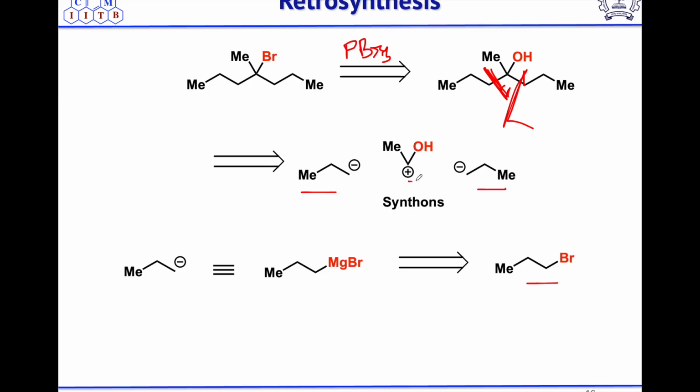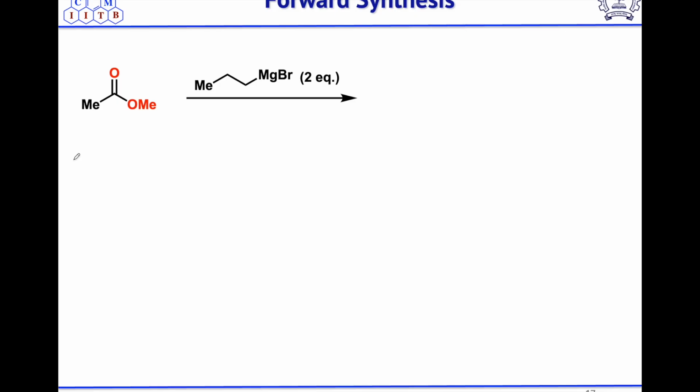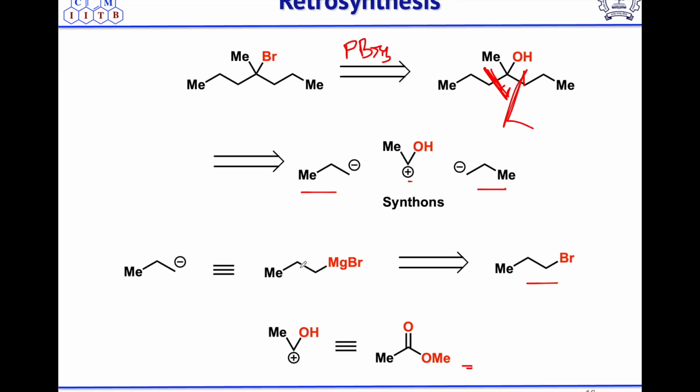And for this acceptor synthon, it will be the corresponding ester, the methyl ester of acetic acid. All right, any doubt? Okay, so next is how we can do our synthesis.